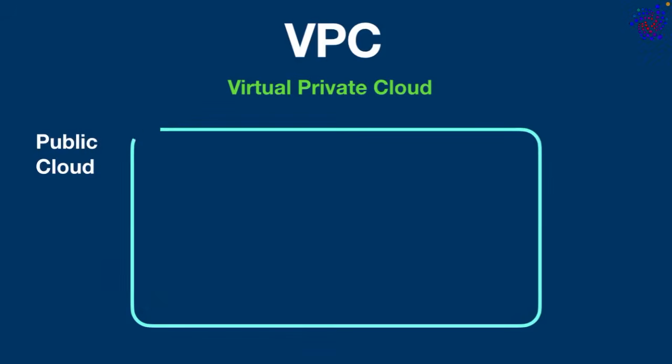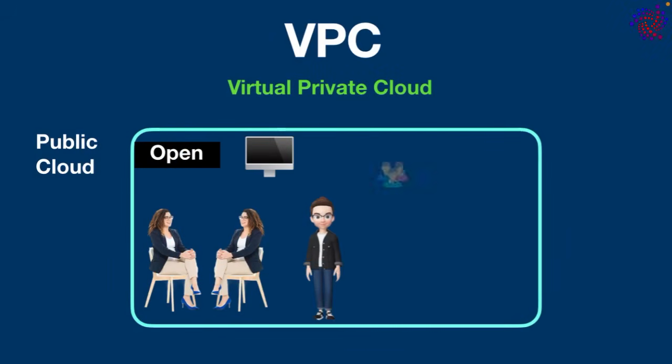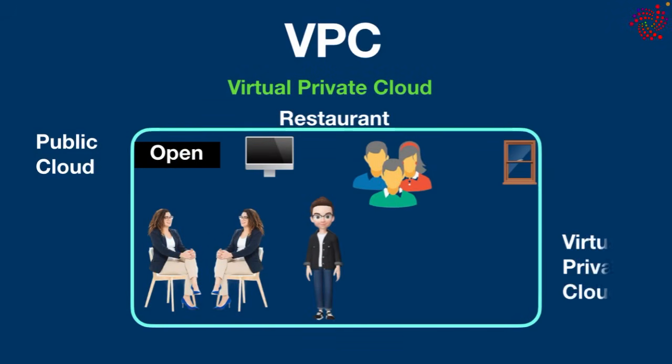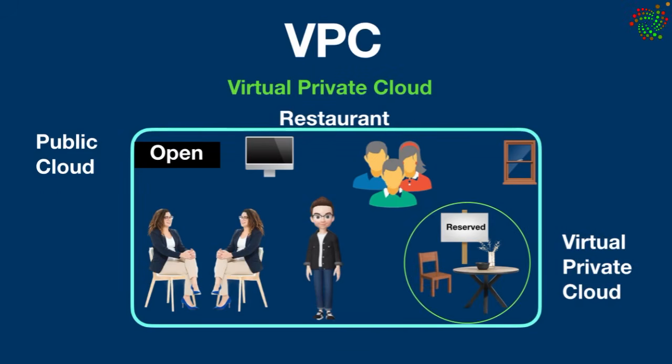So as an example, imagine a public cloud as a crowded restaurant and a virtual private cloud as a reserved table in that crowded restaurant. Even though the restaurant is full of people, a table with a reserved sign on it can only be accessed by the party who made the reservation. Similarly, a public cloud is crowded with various cloud customers accessing computing resources, but a VPC reserves some of those resources for use by only one customer.